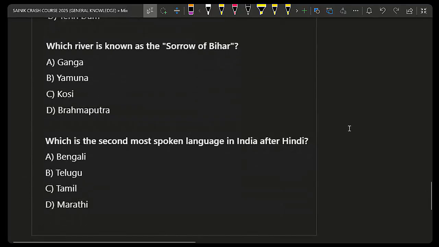Which is the second most spoken language in India after Hindi? Bengali, Telugu, Tamil, Marathi. Last question of today's quiz. After Hindi, what is the second most spoken language in India? Bengali, Telugu, Tamil, Marathi.